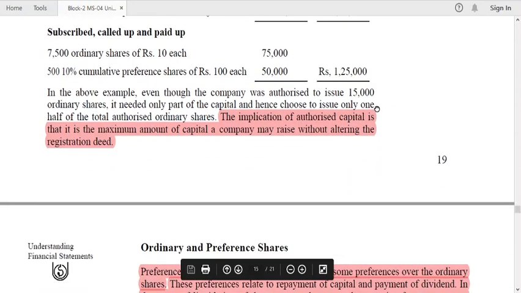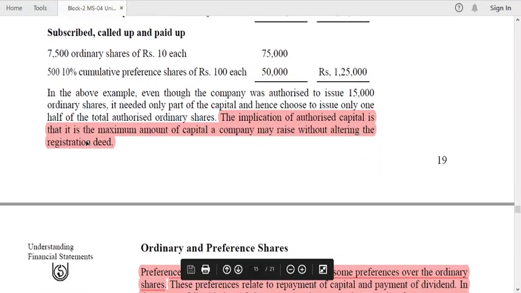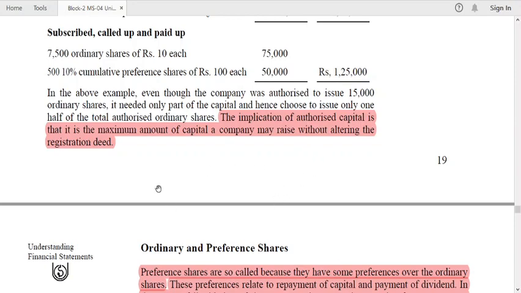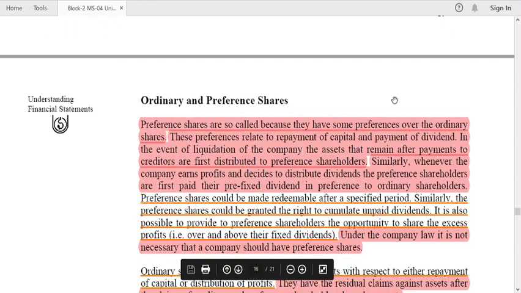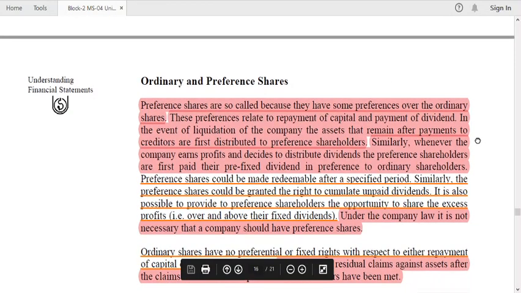This 1,25,000 rupees which the company raised through half the ordinary shares and 500 cumulative preference shares is called paid up capital. The implication of authorized capital is that it is the maximum amount of capital a company can raise without changing the registration deed. Whatever is there in the registration, that is the maximum amount it can raise from the capital markets.